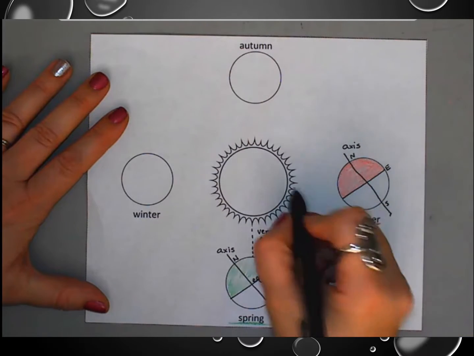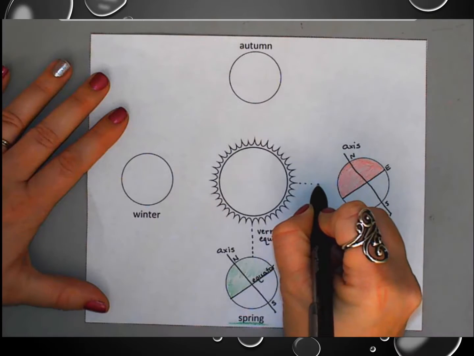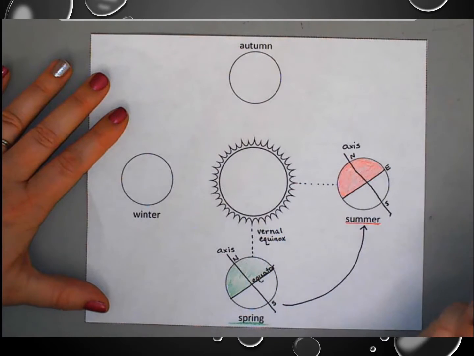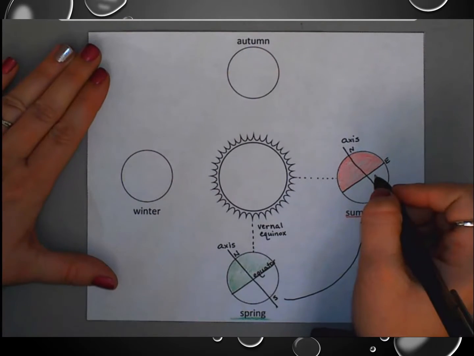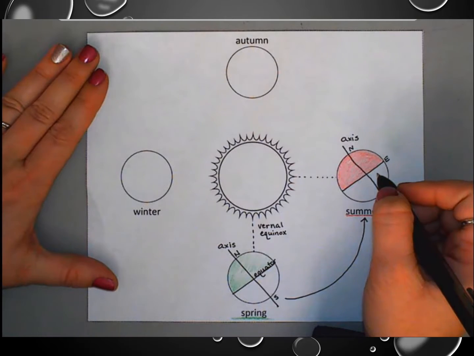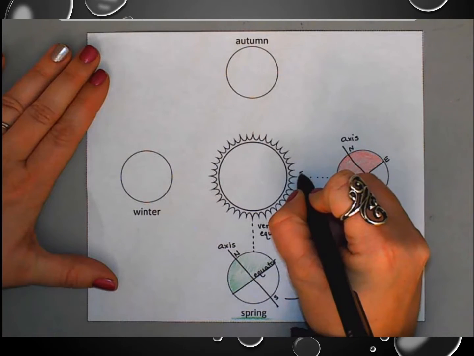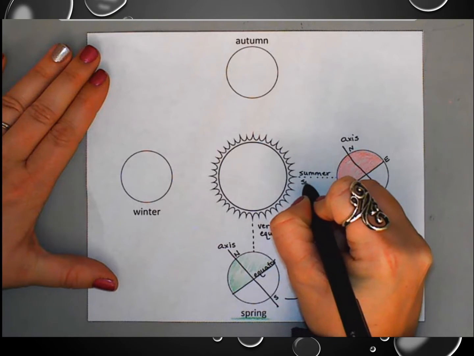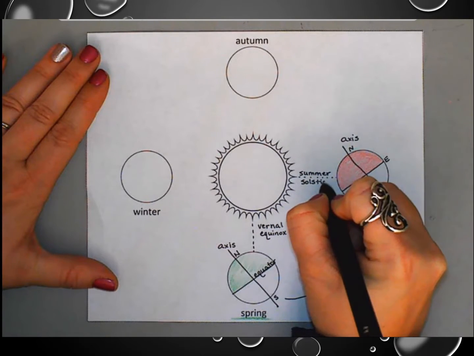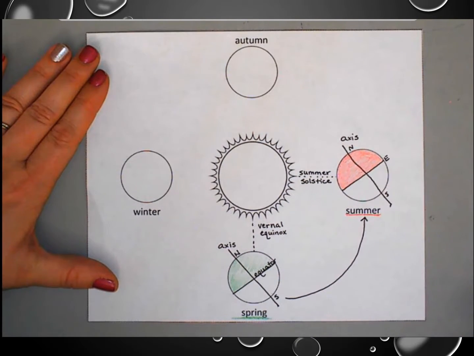And then we're going to draw another dotted line straight across whenever we line up like we did with our model. And when it lines up right there, that's when it's marked the first day of summer, or sometimes this one's a little more heard of than the other one. This is called the summer solstice. Okay, and that's that first day of summer.